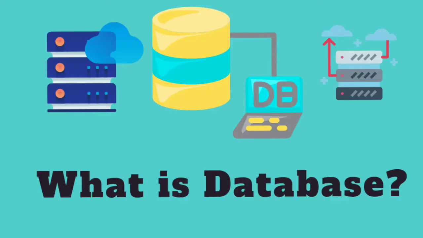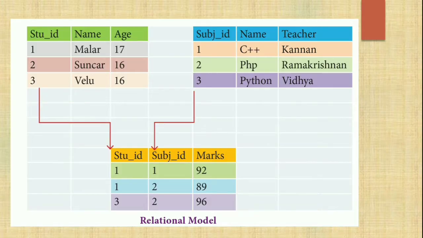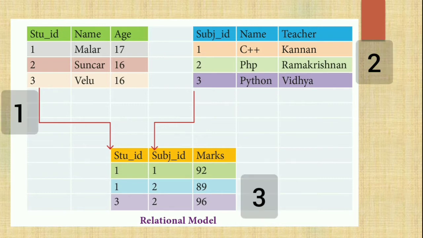Now let's see what a database is. A database is a collection of tables, related tables. Now look at this model. We have three tables. In the first table we have three columns, that is student ID, name and age. In the second table again we have three columns: subject ID, name and teacher.